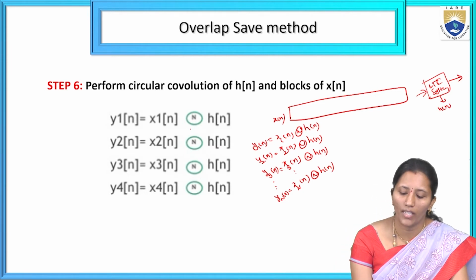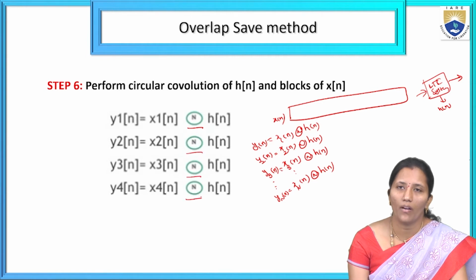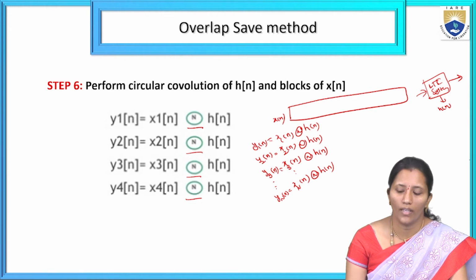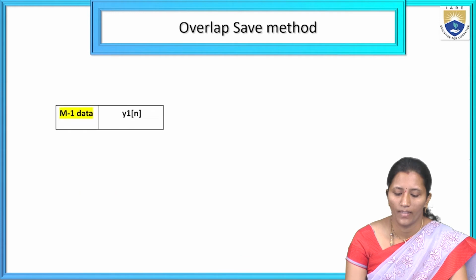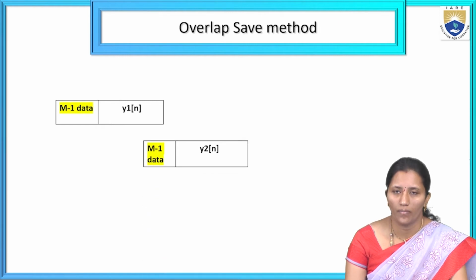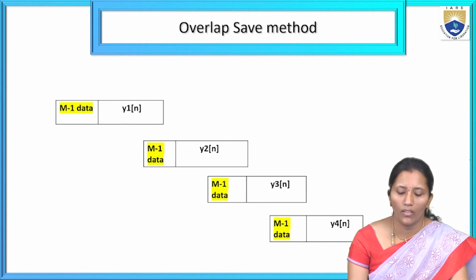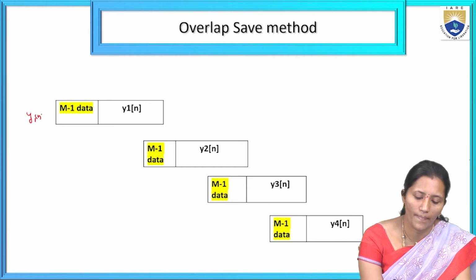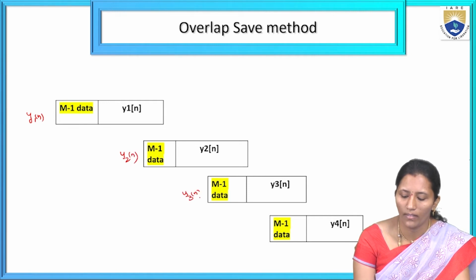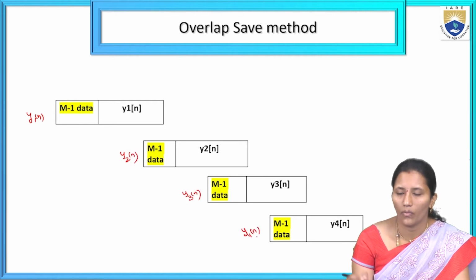Here we are performing circular convolution. We have to perform the circular convolution for each segmented block with the impulse response h of n. So after getting y1 of n, y2 of n, y3 of n, how to concatenate the final output? We have to take the total: this is y1 of n and this is y2 of n, y3 of n, suppose y4 of n.